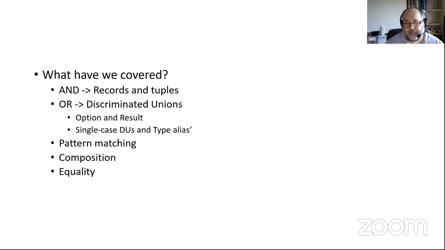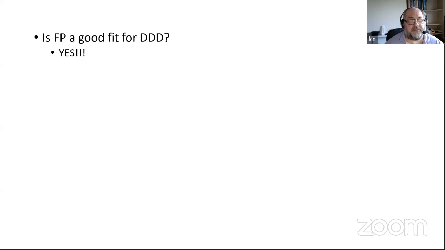So that thing that I asked at the start, is functional programming a good fit for DDD? I think it is. I think it's quite an interesting approach. So things like discriminated unions give me features that I just don't have in other styles of programming. You can approximate it in object-oriented programming, but it's not as clean and as tidy as a discriminated union.